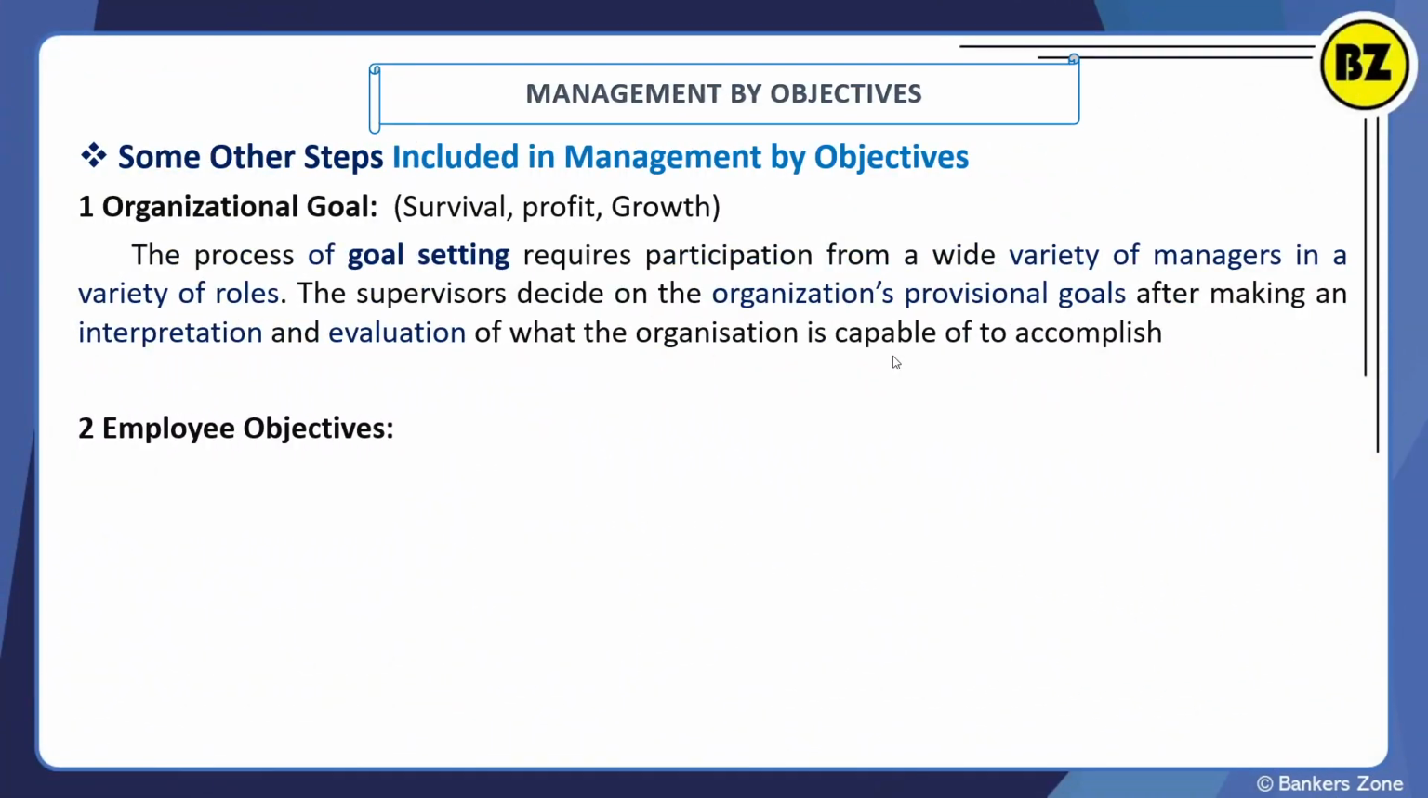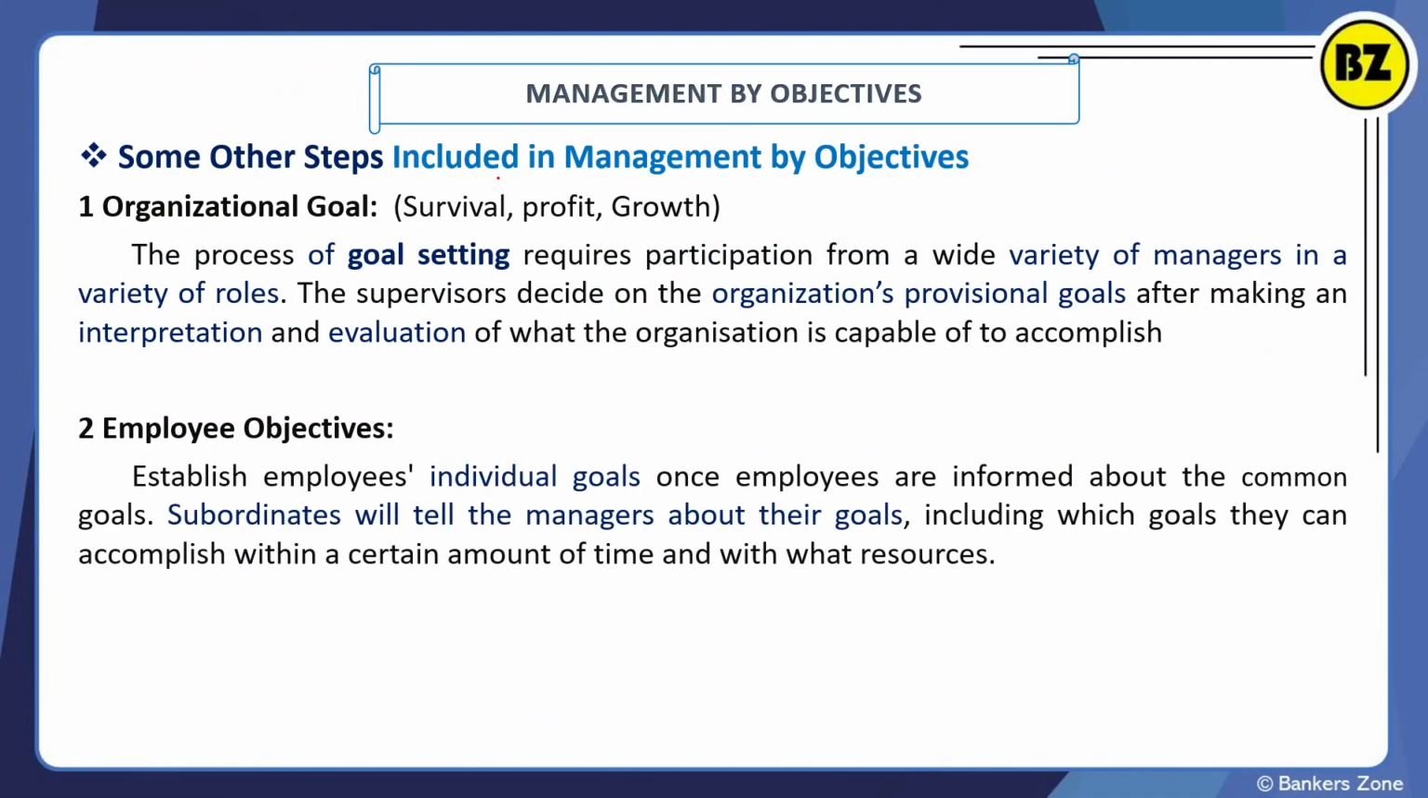Now, there are some other steps also which we can include in the MBO. First is the organizational goal. Any organization has basic goals. The first goal is to survive. The second is to earn profit, and the third is growth. So basically three goals are there in every organization. For example, every bank will first try to survive, then try to make profit, then try to grow. Like that, you can compare for any company.